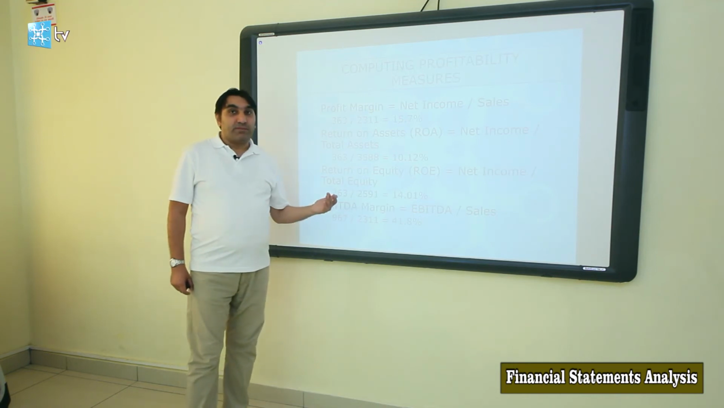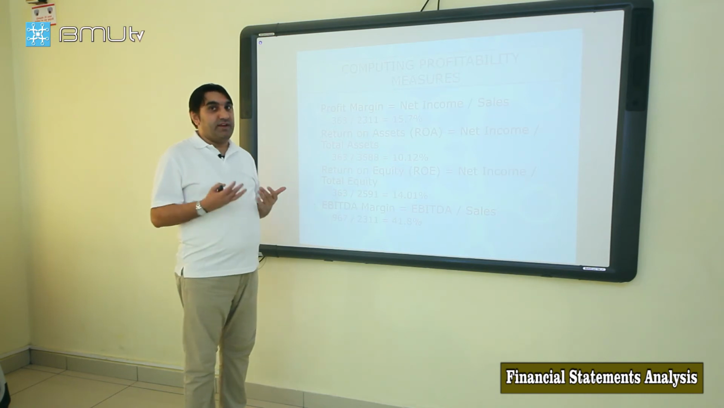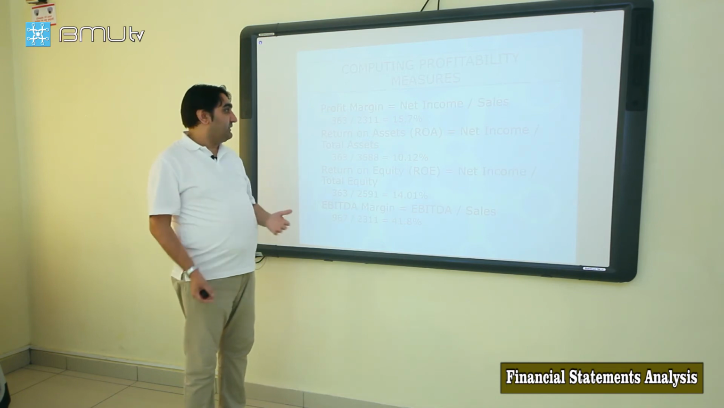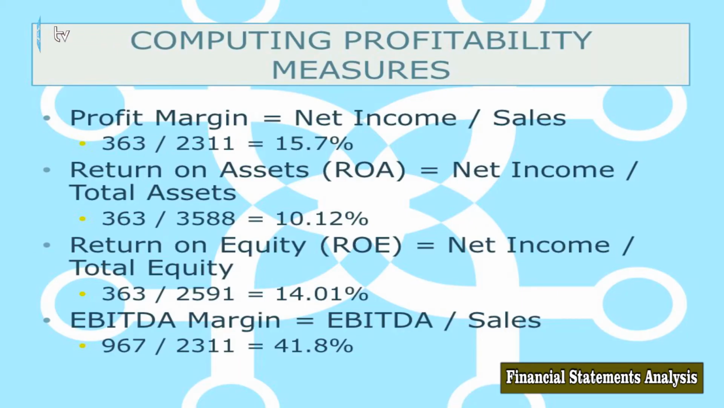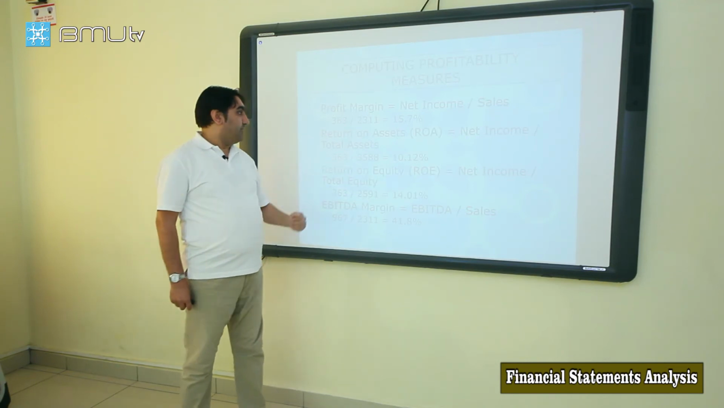Next group of ratios is profitability measures. As an investor or finance manager, if we want to see how profitably our company is operating, we look at these ratios. We start with profit margin. Profit margin is calculated as net income divided by sales. That is, what percentage of our sales, our total revenues, is net income. What part of our sales is net income. Here it is 15.7%. That means that 15.7% of our total sales is net income.